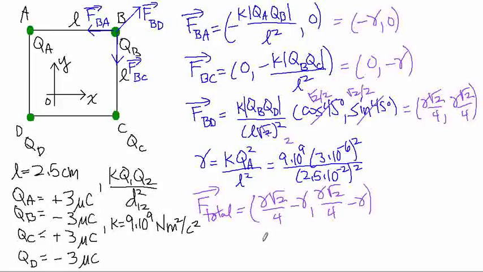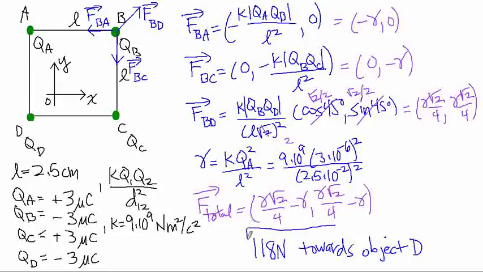And you can find the magnitude of the total force vector by taking the sum of the squares of the components and then taking the square root of that. So doing that, you will get 118 newtons towards object D. Okay, so that's the magnitude of the force, and it'll be down and to the left.